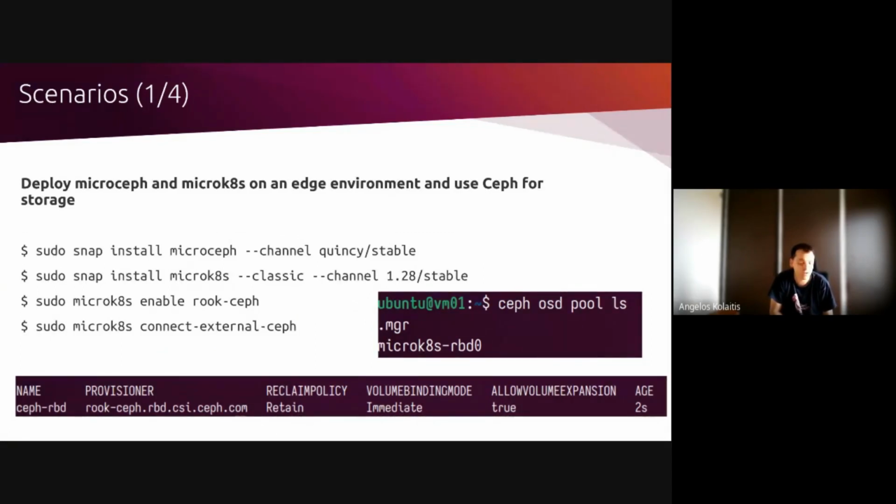Somewhere, deploy MicroCeph, deploy MicroK8s, just connect the two, and you have your RBD pool inside Ceph, and you have your storage class in Kubernetes.